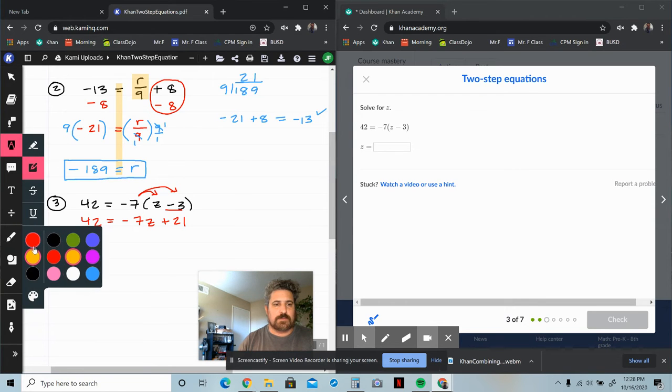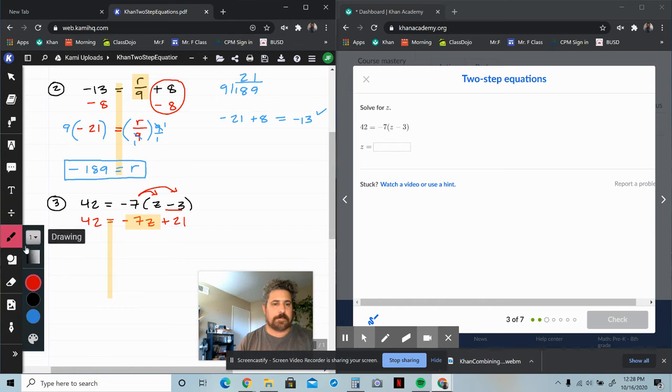Now you want to get the variable term by itself. So how do we get rid of plus 21? We get rid of plus 21 by minusing 21 from both sides. What's 42 plus negative 21? Well, that's going to be 21. So we get 21 is equal to negative 7z.